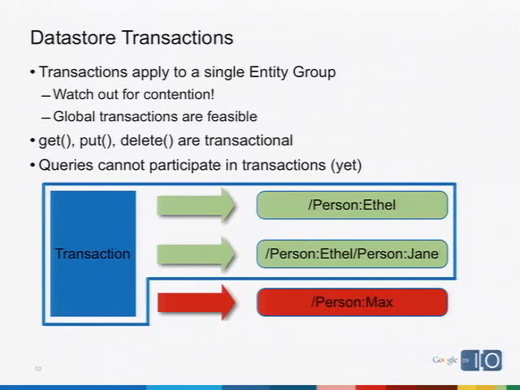So if you look at the example here, we can see that we have Ethel and Jane belonging to the same entity group, but then person Max here belongs to a different entity group. What this means is that I can make an update to Ethel, and I can make an update to Jane, and I can have that update succeed or fail atomically. But if I add an update to Max into that mix, and I try to commit the transaction, I'm going to get an exception back, because I'm trying to perform an atomic operation that spans entity groups.